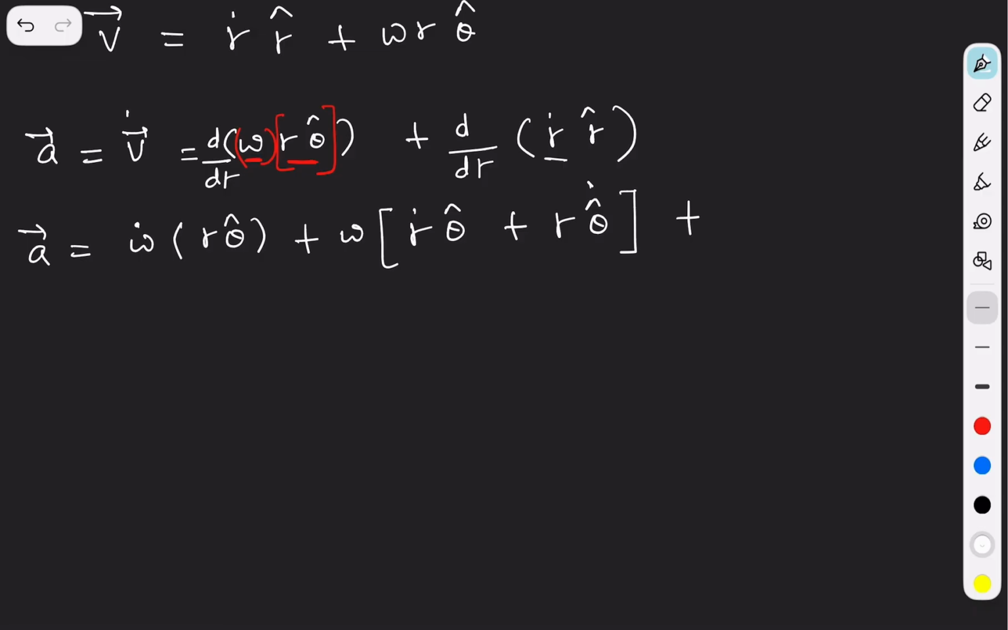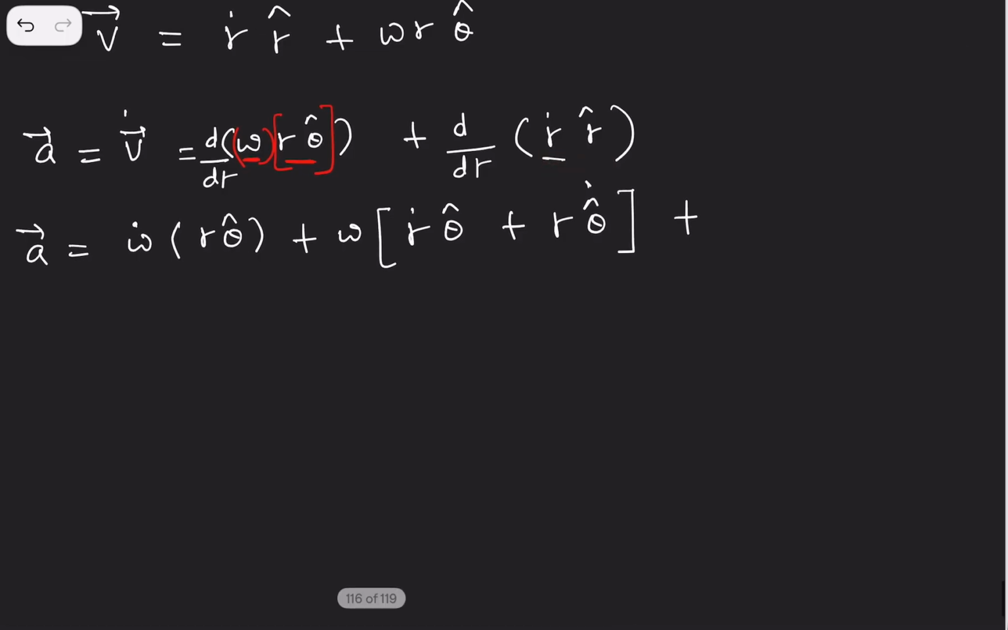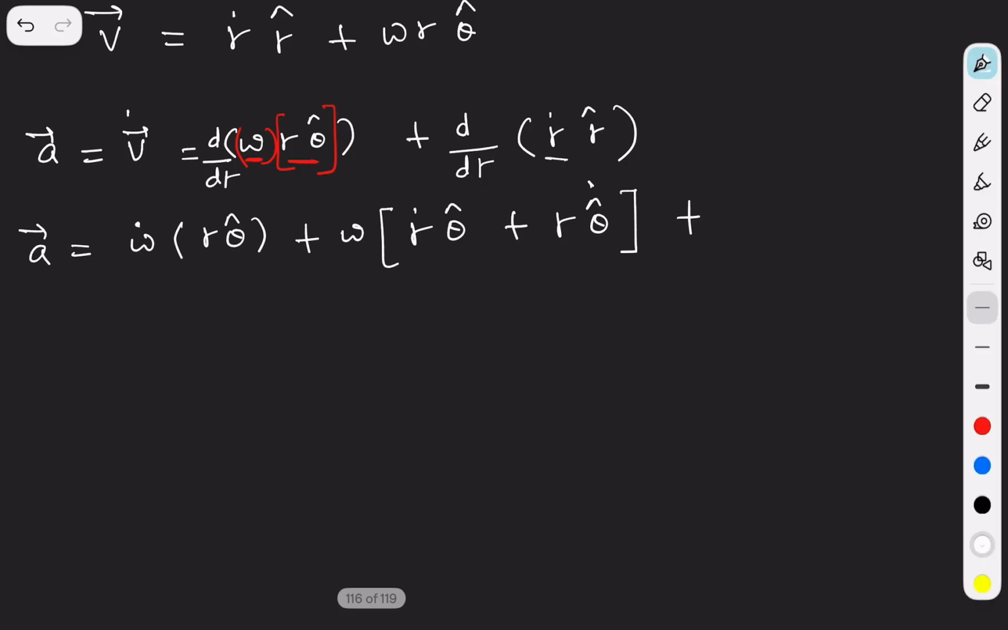So it will become r double dot r cap plus r cap dot r dot. Okay, this is the thing that we got. Now if you see, it is looking a little clumsy, but this is the thing.